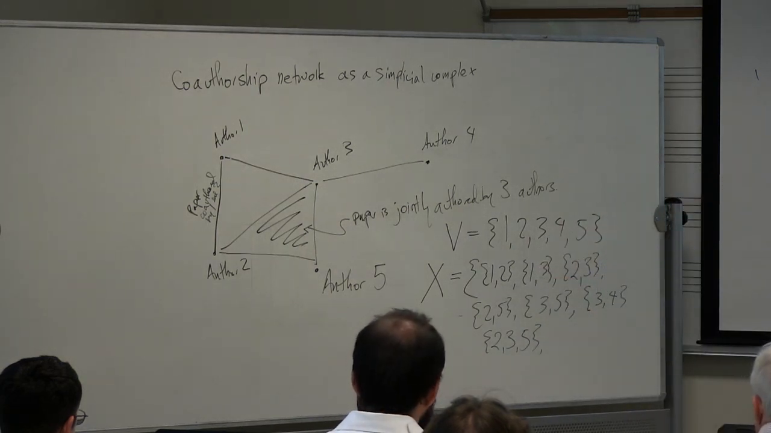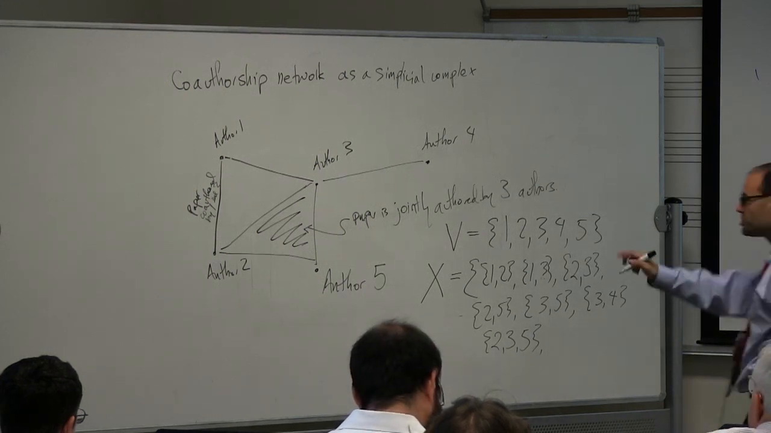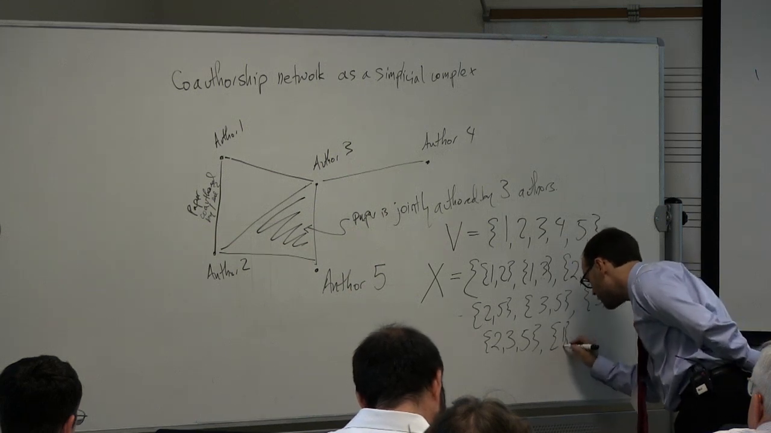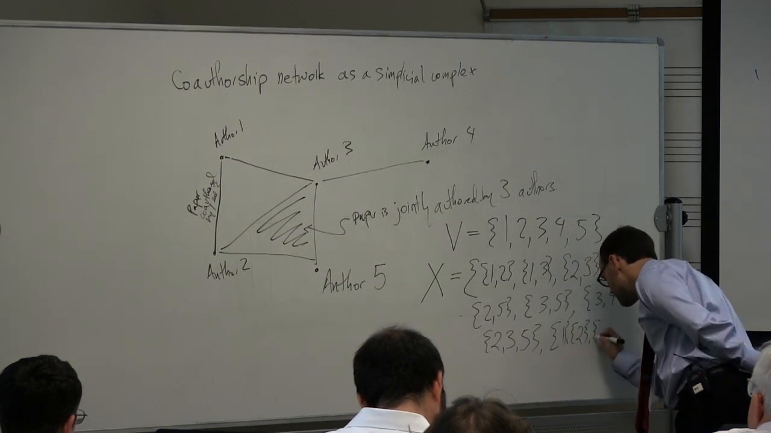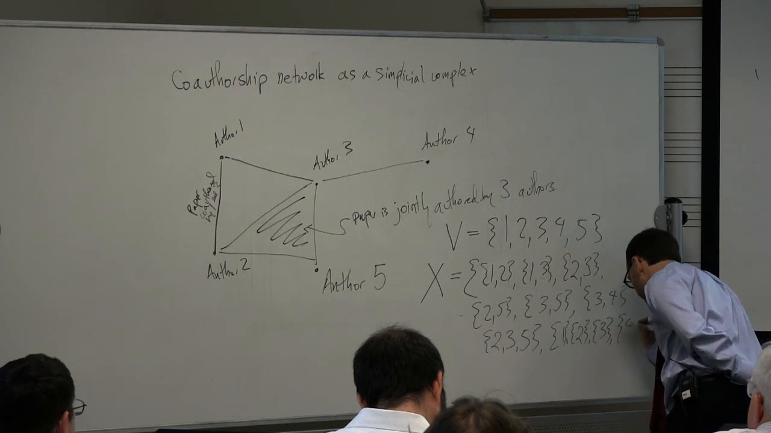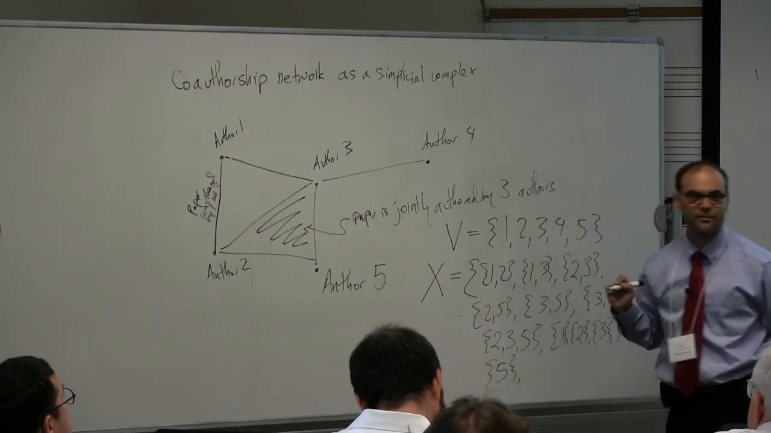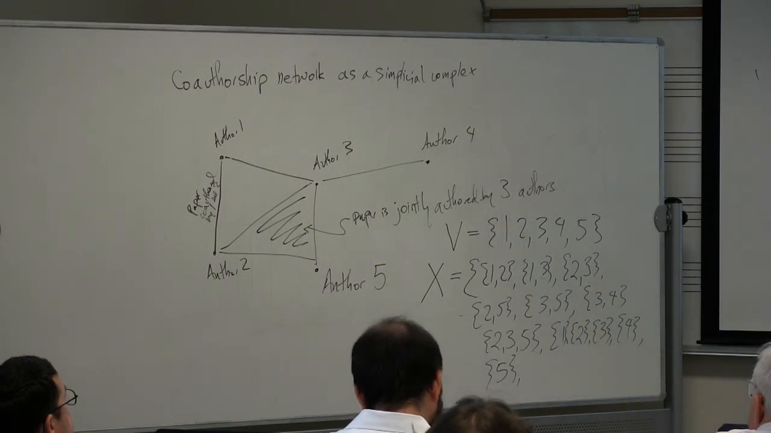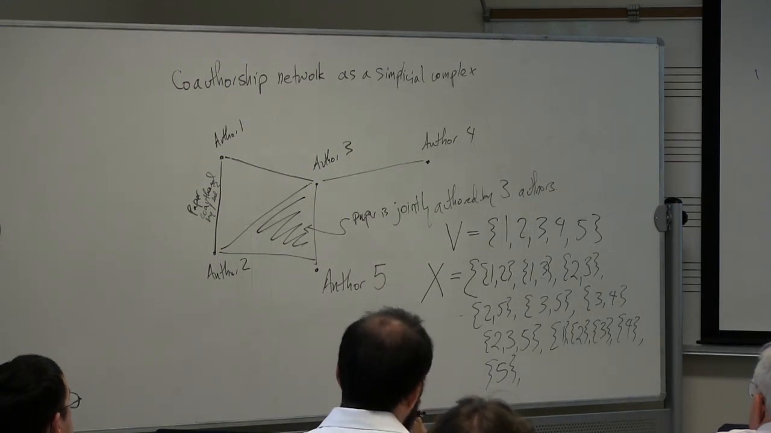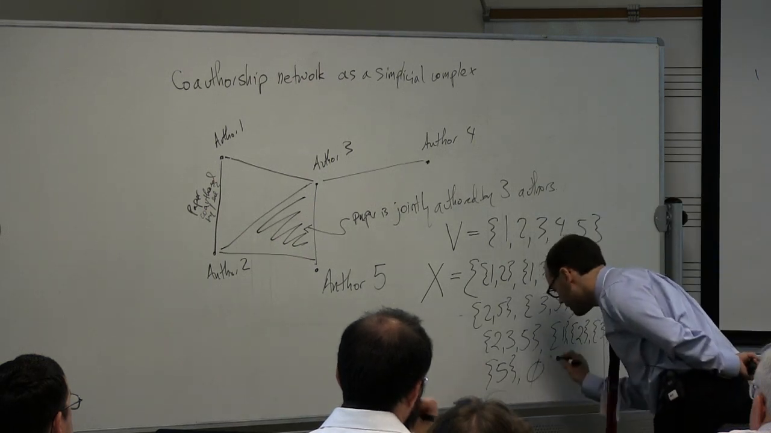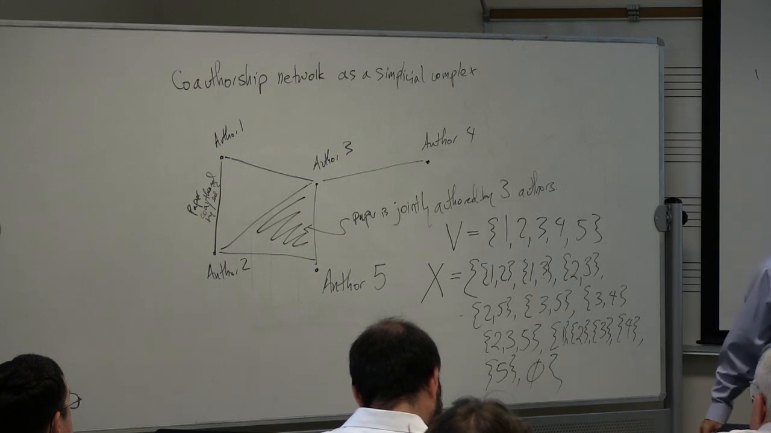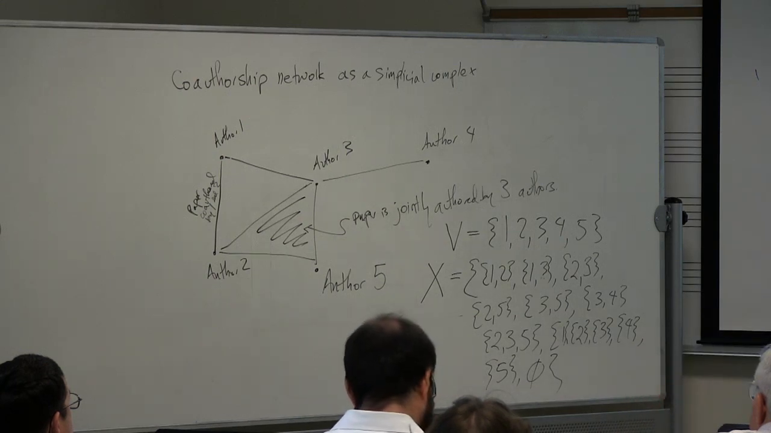1, 2, 3, 4, 5. Did I get everything? Missing one more. The empty set. Yeah, missing the empty set as well. The empty set is always in there. Not necessarily useful to notate as such because it's always in there, but it's always in there from a mathematical standpoint. Okay. So what is X again? X is the simplicial complex. That's this thing here. This whole thing is what I'm calling X.